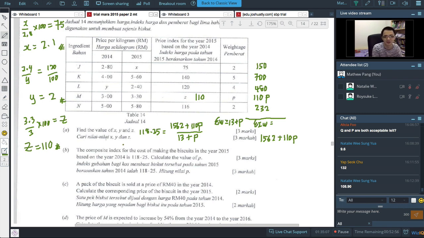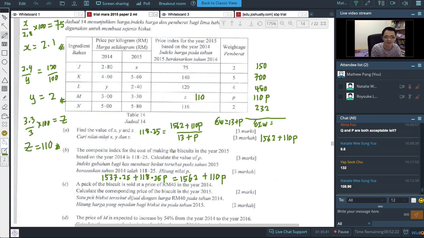Okay, just solve this one very fast. 118.25 multiplied by 13. You will get, no space for me to write. Okay, right on the top here maybe. It's fine. 1537.25 plus 118.25p equals 1562 plus 110p. Right, then I will solve this one.